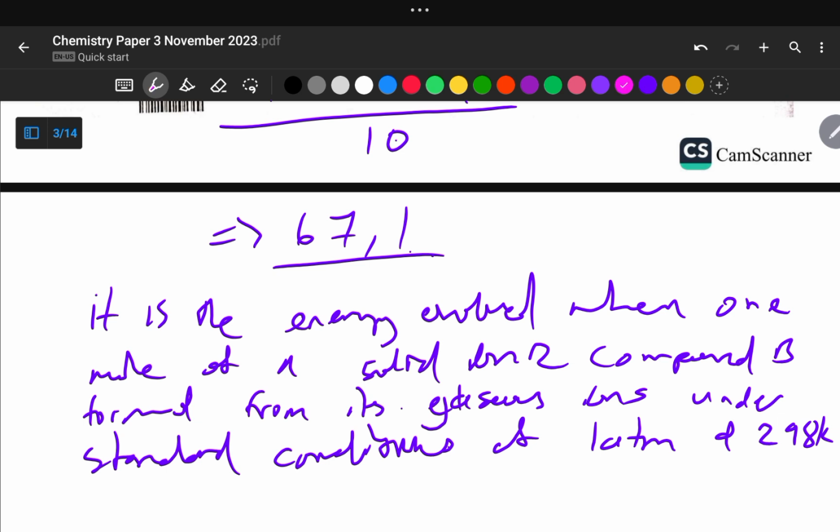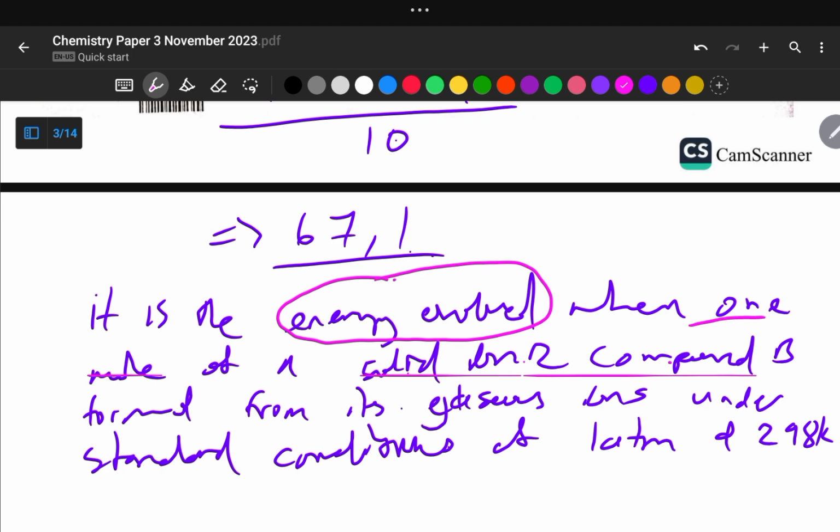In the definition, you need to take note of this solid ionic compound. We are going to form a solid ionic compound, right? One mole. Also take note of this one mole. These are the key terms you need to take note of when describing the standard enthalpy change of lattice energy, right? It is the heat evolved, not the heat change, meaning to say it is always exothermic. It is always exothermic, right?